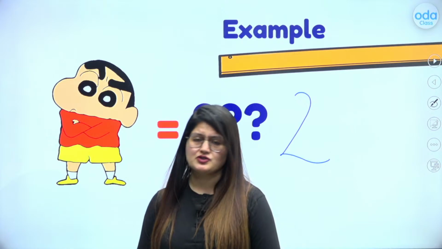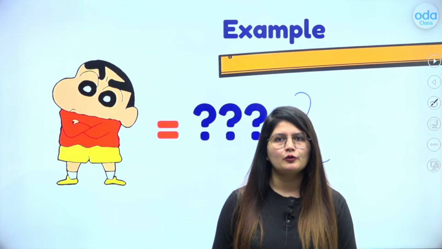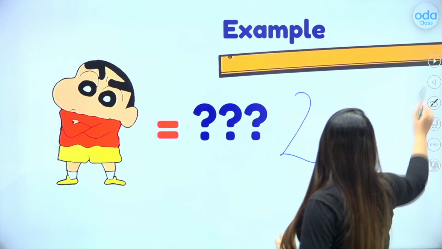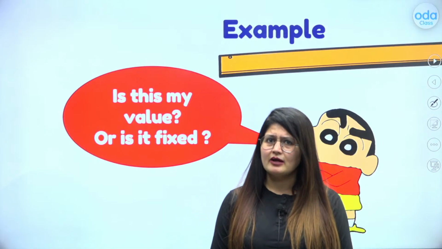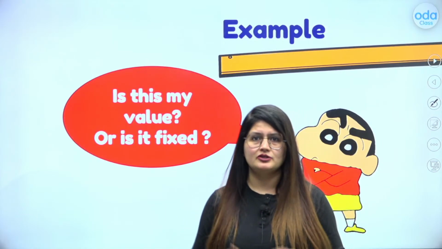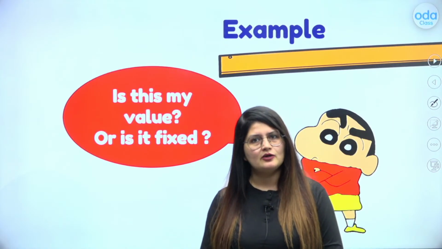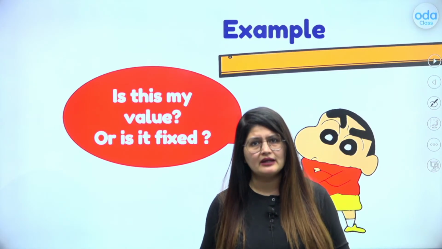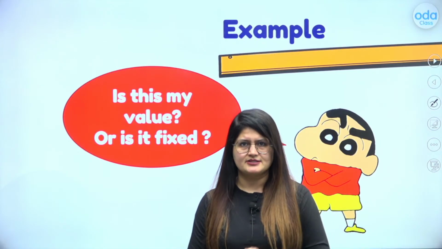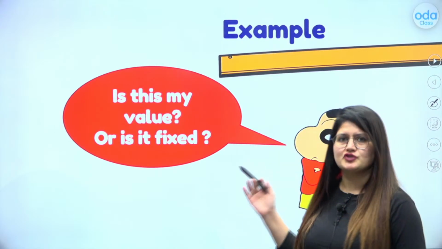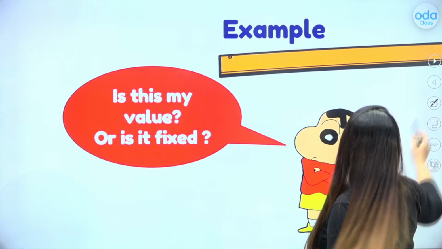Now Shinchan also has a problem, right? My value is coming out to be 2, but Shinchan has a question: is my value fixed? This is a very genuine and correct question: is my value fixed, or can anyone change my value? Yes, let's try this, whether the value of Shinchan is always going to be 2 or it might change as well.